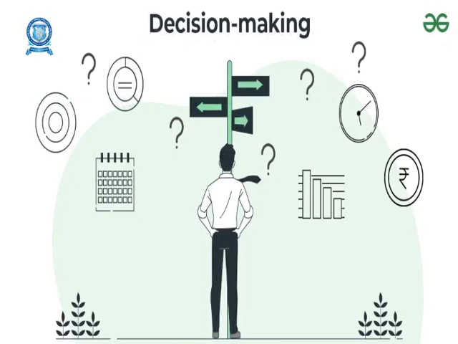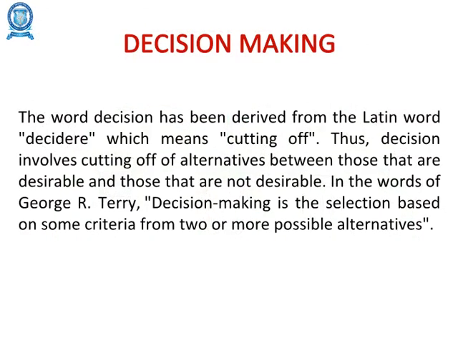So what is decision-making? The word decision has been derived from the Latin word decidere, which means cutting off. Thus, decision involves cutting off of alternatives between those that are desirable and those that are not desirable. In the words of George R. Terry, decision-making is the selection based on some criteria from two or more possible alternatives.